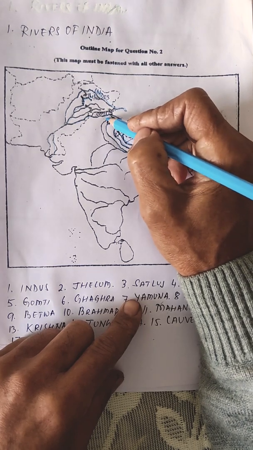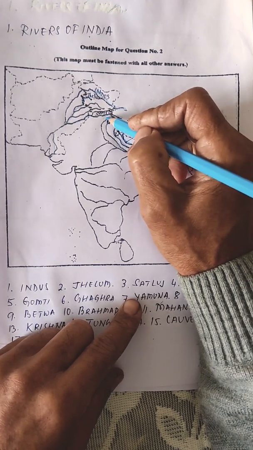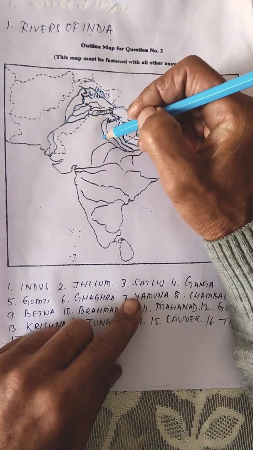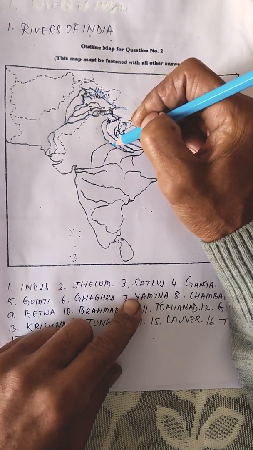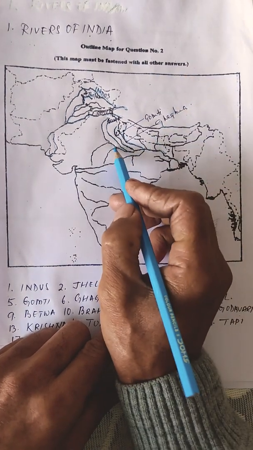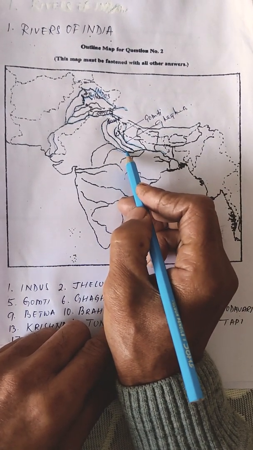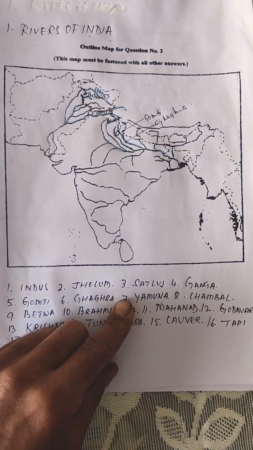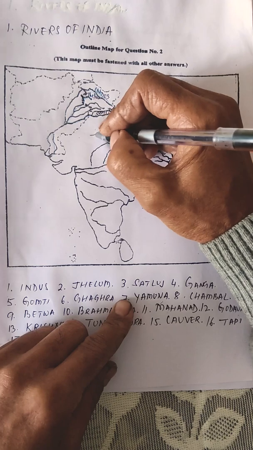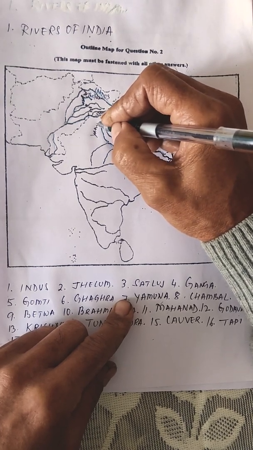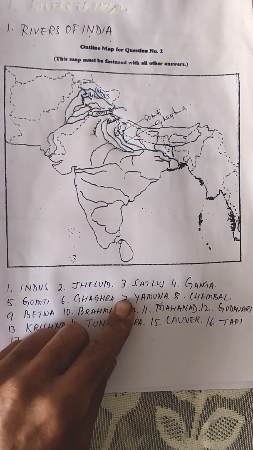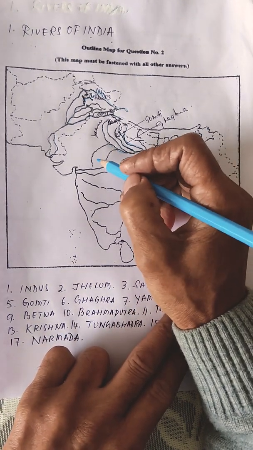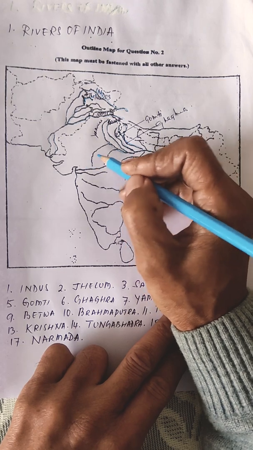Yamuna starting from the Yamunotri glacier in Uttarakhand, comes down like this, and here, and joins with the Ganga at a place called Allahabad. Okay, so this is the Yamuna. So I write here the name Yamuna. Okay, Yamuna.